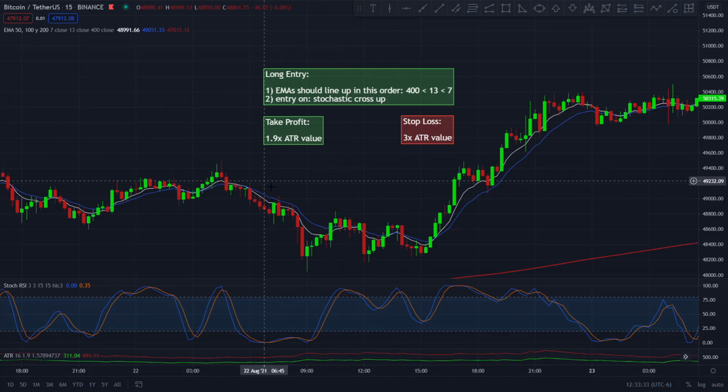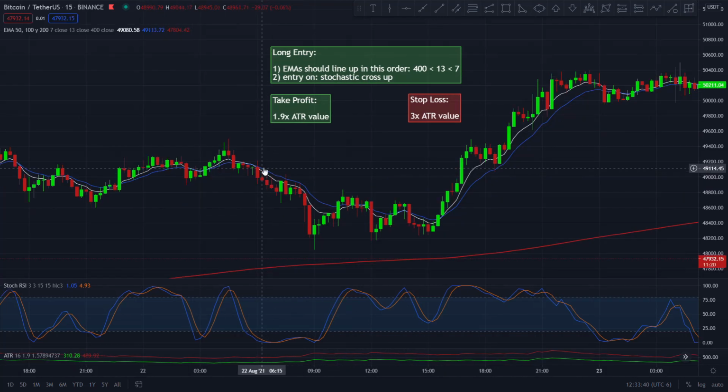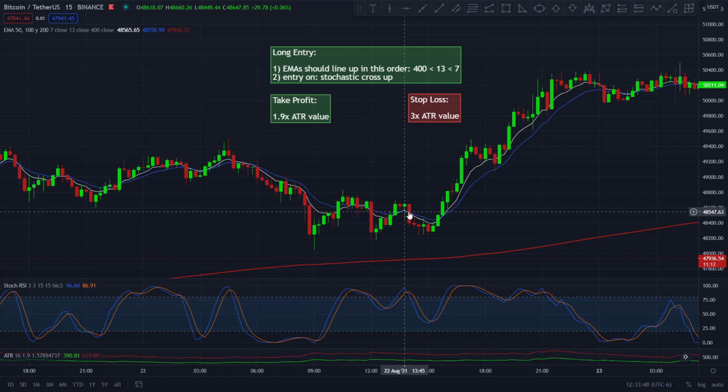Let's see when all those conditions are met. Here you can see we have the blue line above the white line, so it's not in an uptrend. As you can see here, the white line crosses up for just one candle above the blue line, but we don't have a stochastic cross-up on this candle. So let's move on.